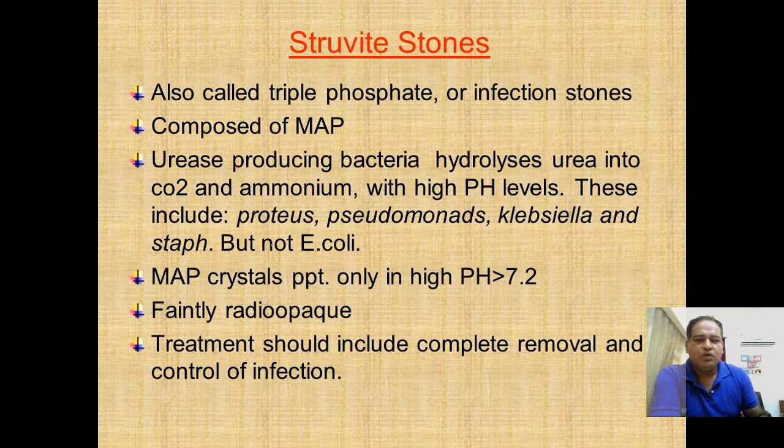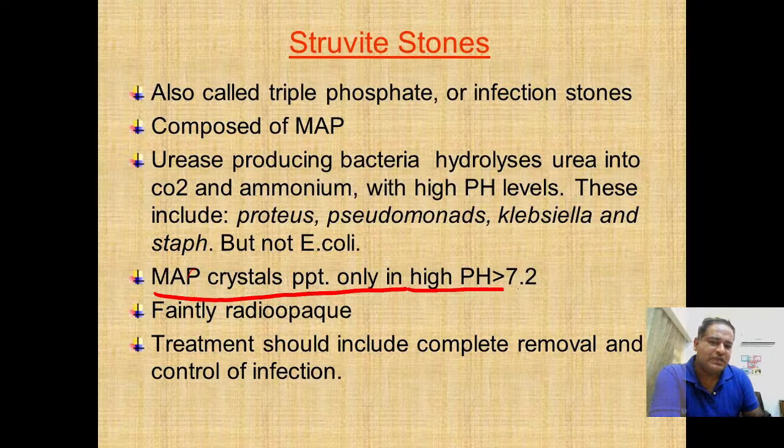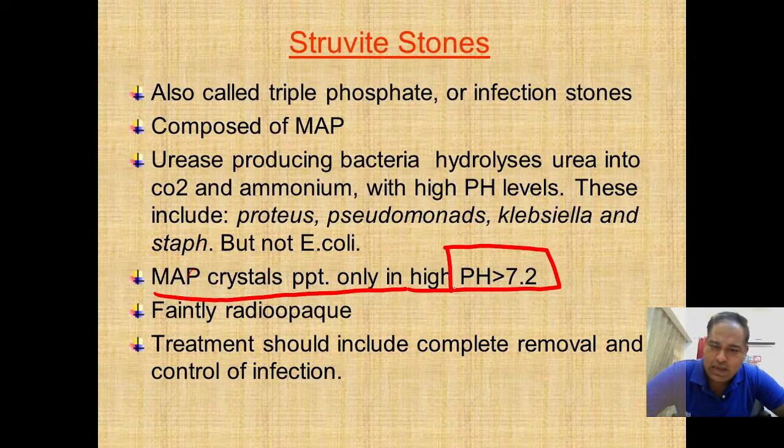Fine. Now, the problem is that this ammonium will react with phosphate. Now, magnesium ammonium phosphate crystals crystallize when the pH of the urine becomes high. Fine. When the pH of the urine becomes high.